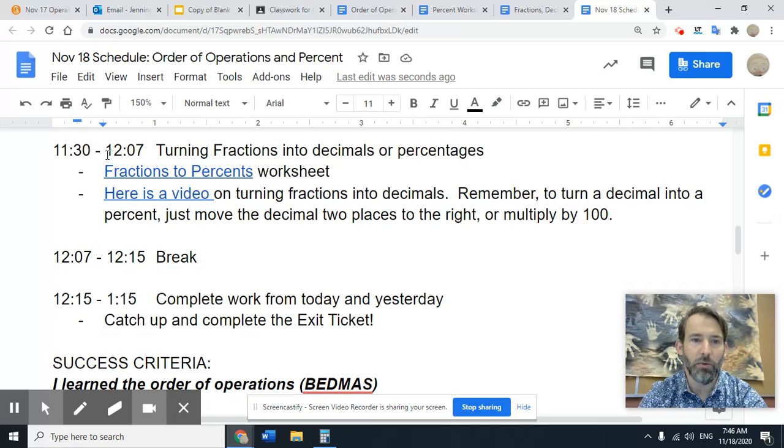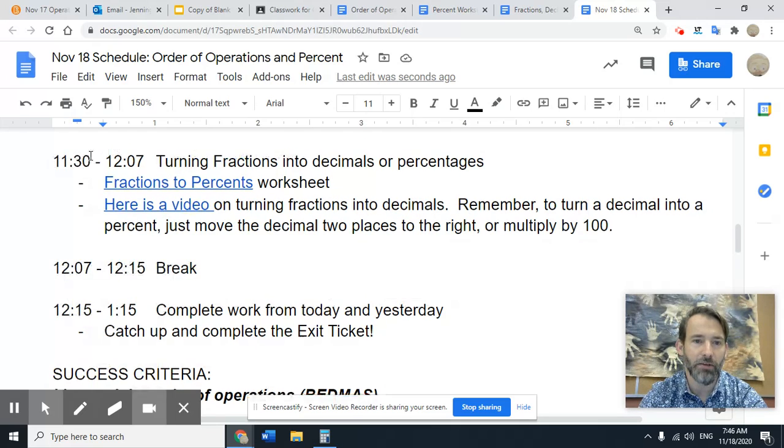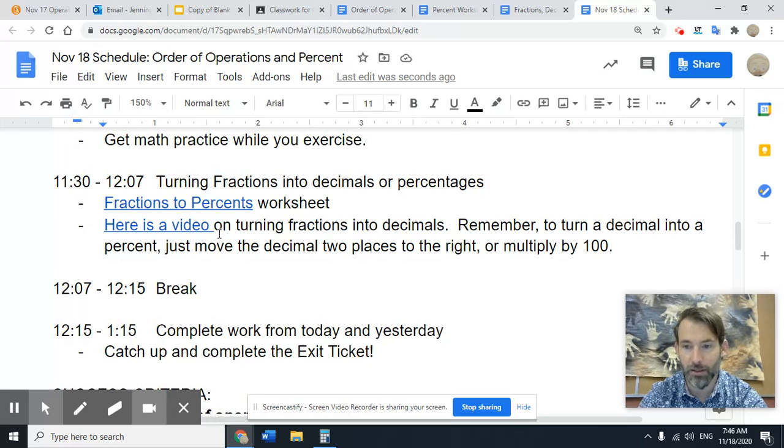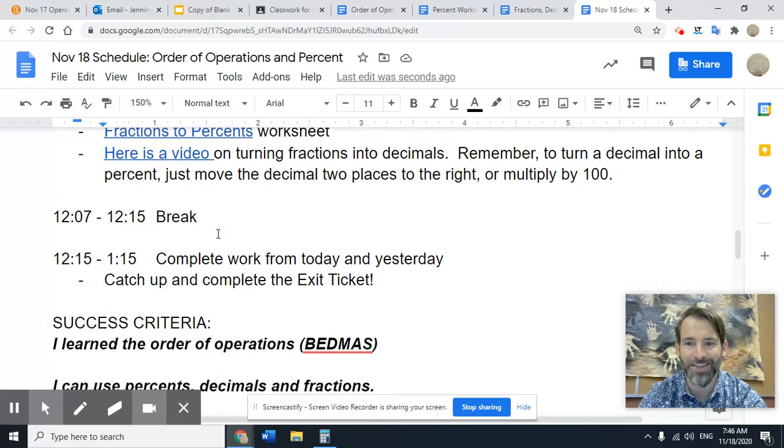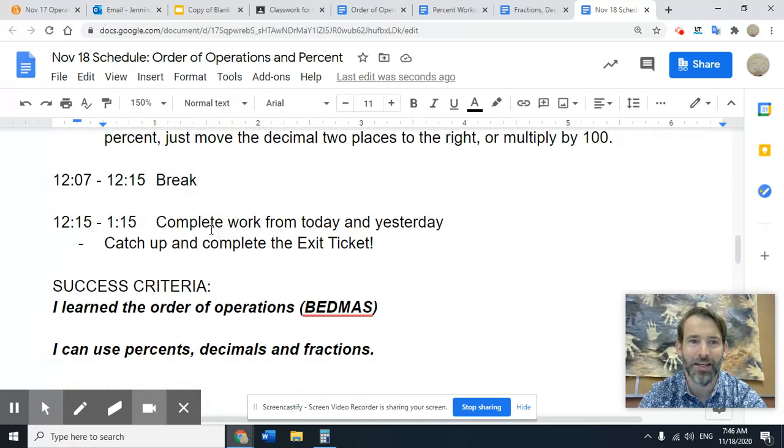Again, I will meet with everyone at 11:30 immediately after this workout to give a quick lesson on these topics so that you can get started on the worksheets. Then we will have a break. After break, you may complete work from today. You may complete work from yesterday.